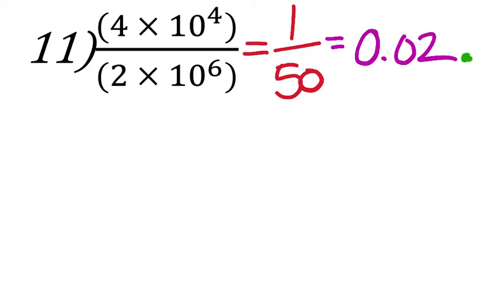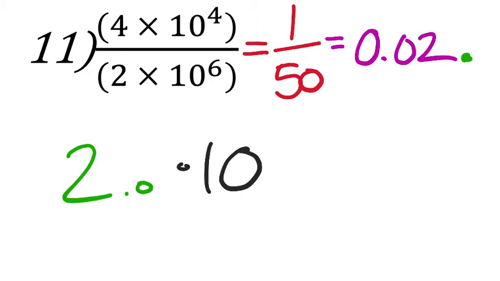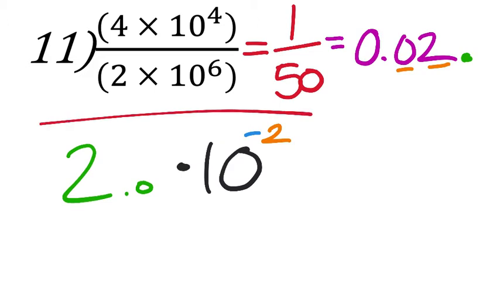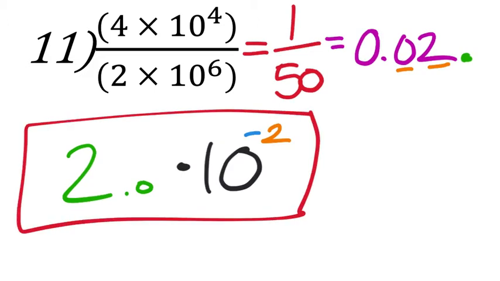I know the decimal has to go after the 2, which would make that 2.0. Not that you have to show the 0.0. I'd multiply that by 10. And then again, the exponents, how many place values are between the decimals, which is 2. Now be careful, because remember, the 0.02 is less than 1, which means the exponent should be negative. And so we end up with 2 times 10 to the power of negative 2 as the answer to this division problem.